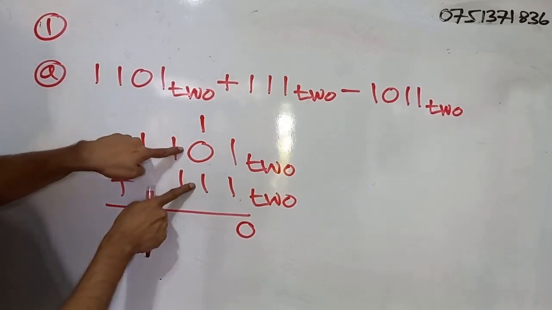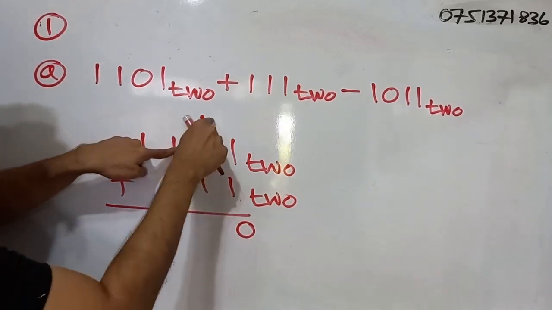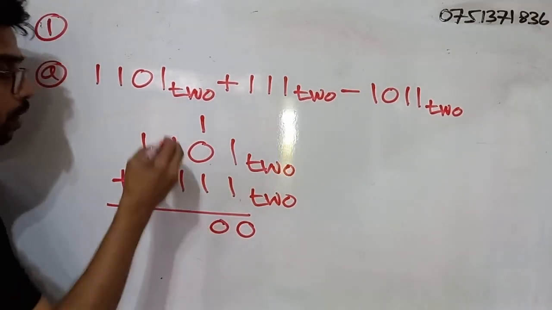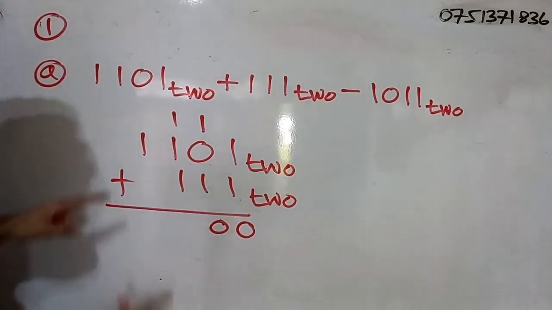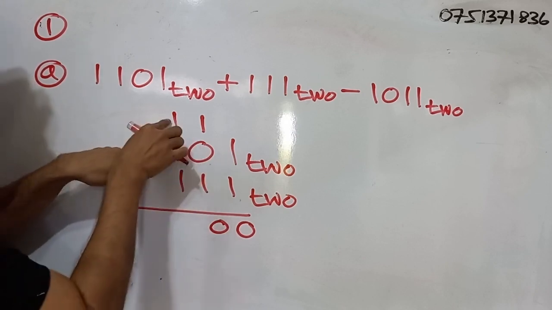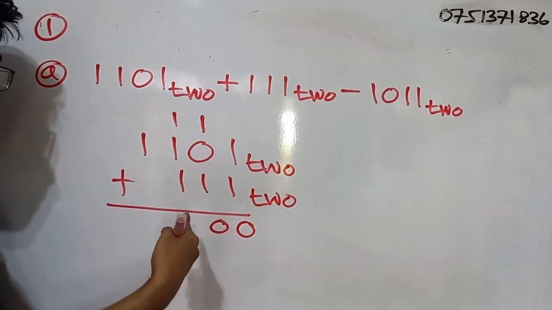So 0 plus 1, that's a 1. To that we add a 1. Again it becomes a 2. So what do? We write 0 and pass over the remainder. Then we will add these two. Right? So 1 plus 1 is a 2. To that we add another 1. So it becomes a 3.